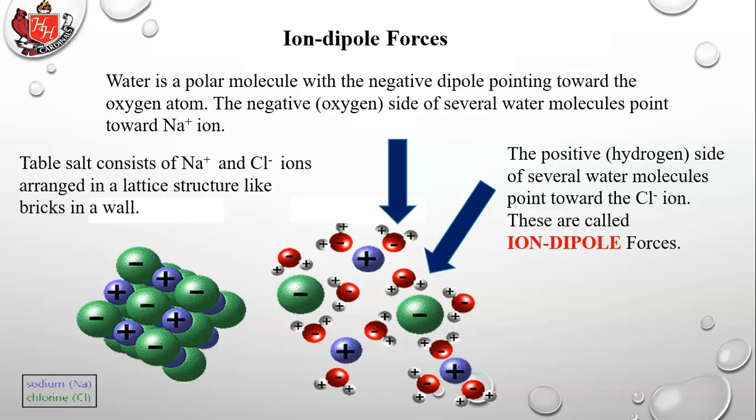Why? Because each chloride is a full 1 minus negative charge, and each sodium is a full 1 plus positive charge. Whereas the water molecule just has one side that's kind of positive and the other side that's kind of negative. That's why you need more than one water molecule to pull a chloride or a sodium ion away from the cube. Okay, so that's an ion dipole force. So both of these effects, whether it's the positive end of the water molecule or the negative end, are called ion dipole forces.